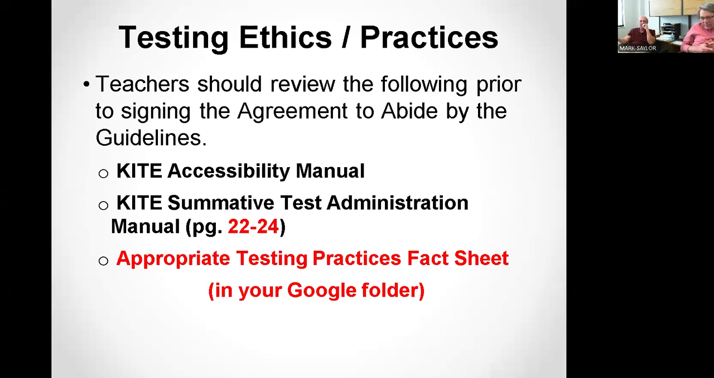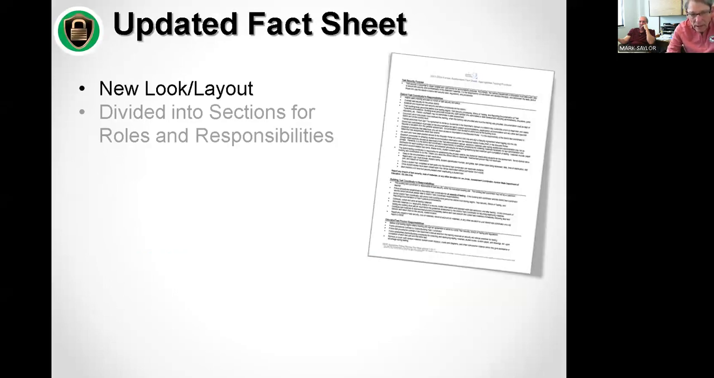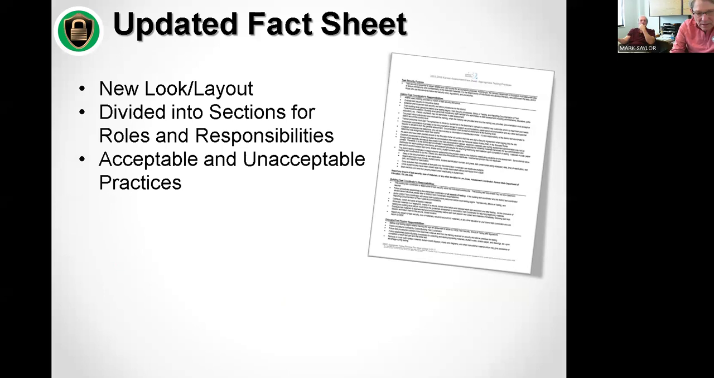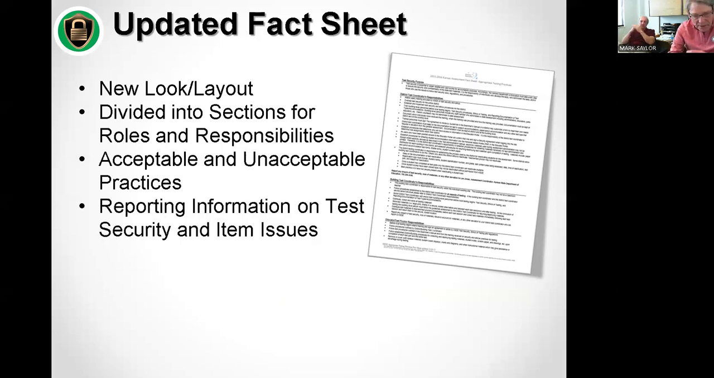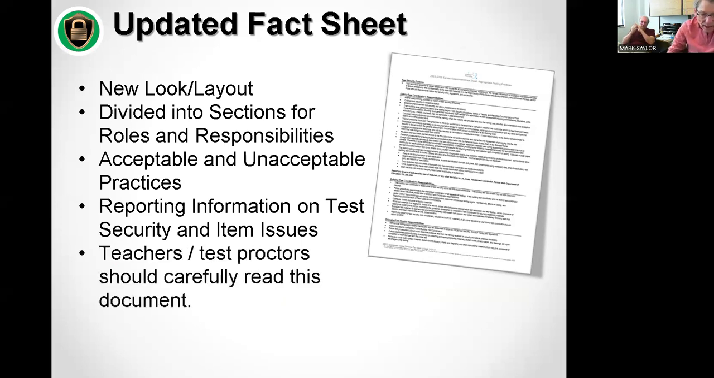Teachers should review the following prior to signing the agreement to abide by the guidelines: the Kite Accessibility Manual, the Kite Summative Test Administration Manual, pages 22 to 24, and the appropriate testing practices fact sheet, which will be in your G drive under test security. There's a new fact sheet with acceptable and unacceptable practices, and how to report information on test security and item issues. Teachers and test proctors should read this carefully.